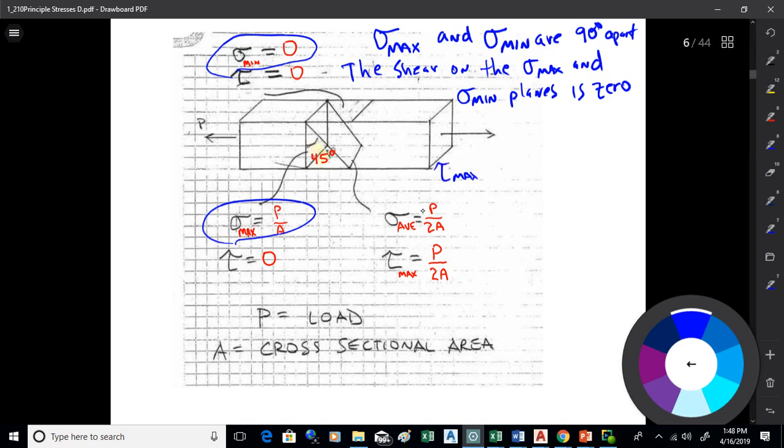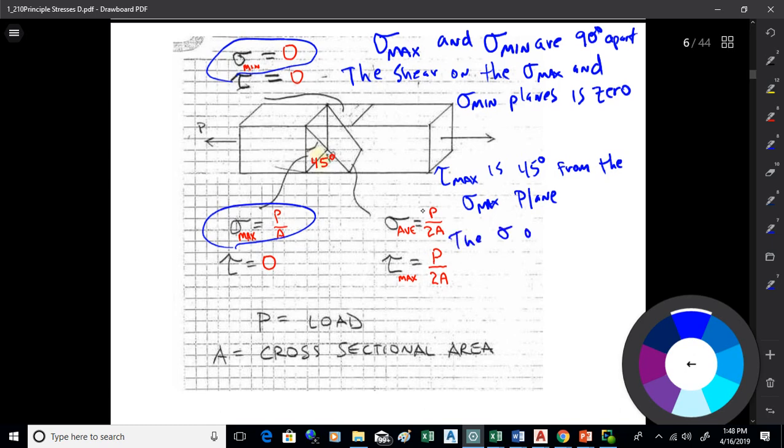All right, now tau max acts in the middle between sigma max and min. So tau max is 45 degrees from the sigma max plane, okay? It's midway between sigma max and min. That makes a certain amount of sense to me. And the last thing is that the sigma on the tau max planes is the average normal stress. And see, tau max is midway between sigma max and min, so as it happens on that plane, the sigma is the average, midway between sigma max and sigma min. Okay, makes sense.